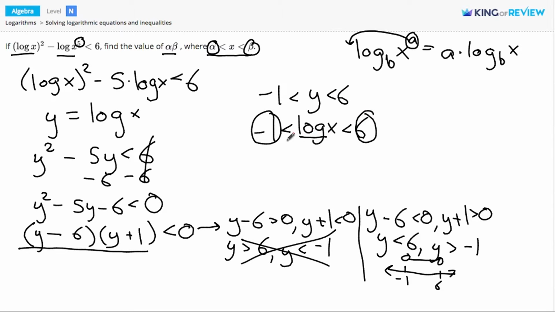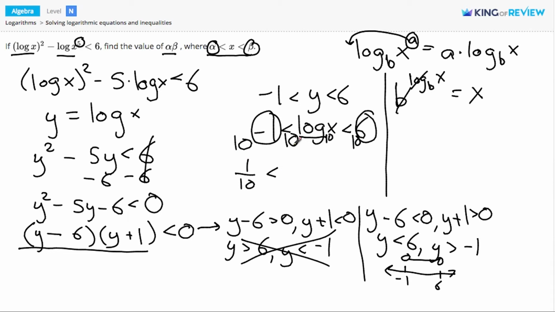To get rid of a log, we can use a property that logs and exponents are opposites. So if you take a base b, raise it to the power of the log base b of x, the log and the b cancel and you just get x. Since this log has a base of 10, let's raise 10 to the power of all three pieces of this inequality. 10 to the negative first is 1 over 10, 10 to the log base 10 cancels out and we just get x, and 10 to the 6th is a 1 with 6 zeros after it, so 1 million.